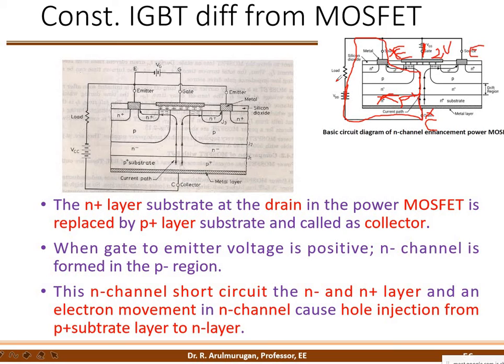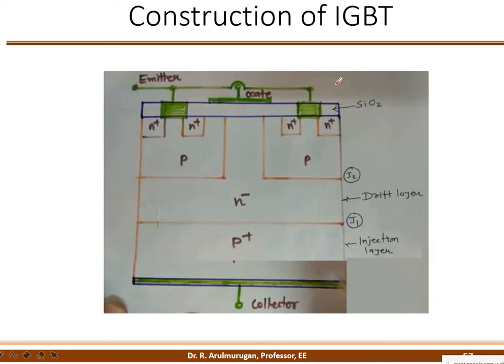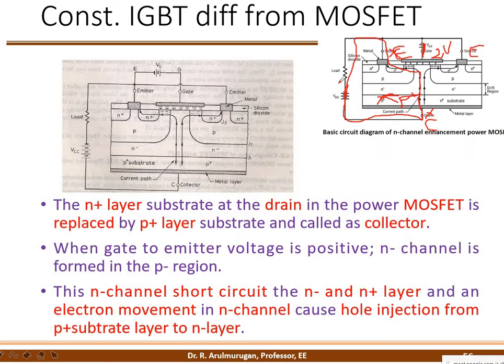I will repeat the operation of the circuit once again. First, no gate terminal is applied. Without applying the gate terminal, you connect the power supply from collector to emitter. When you do that, there is a potential difference between these two points, voltage is present, but current does not flow. That means the circuit is not closed, because the MOSFET switch is not closed.